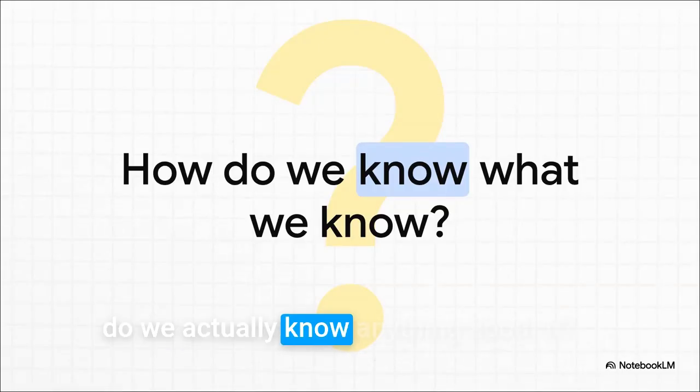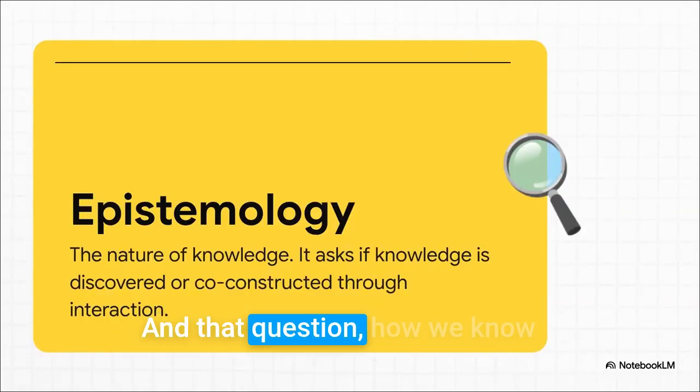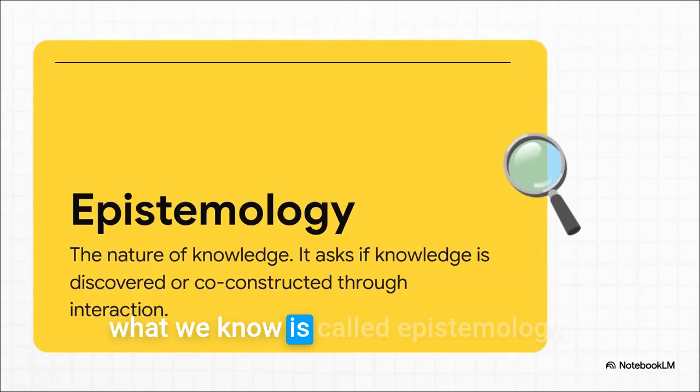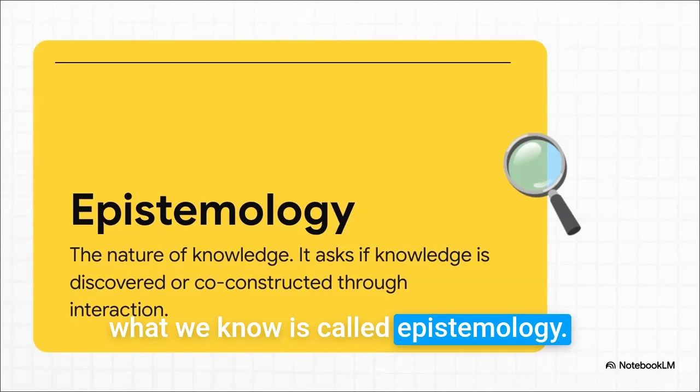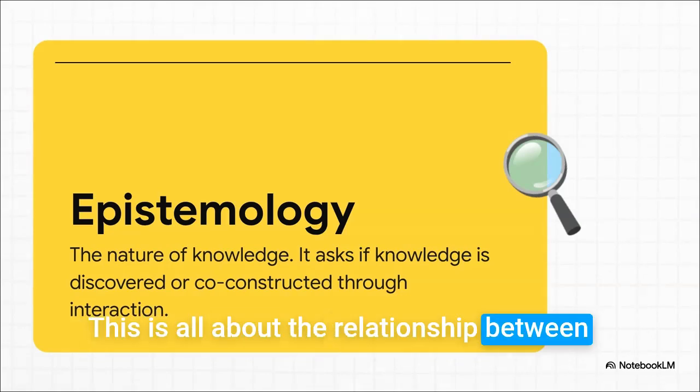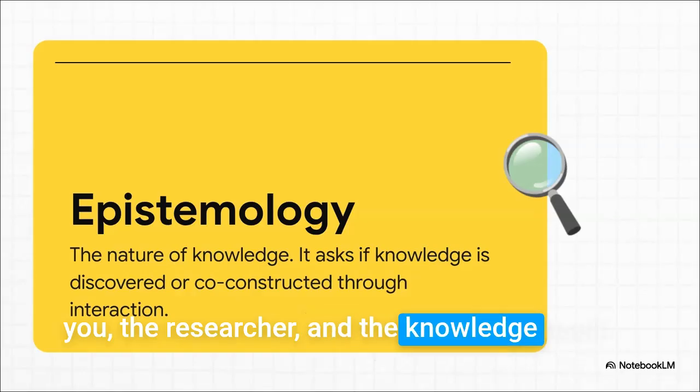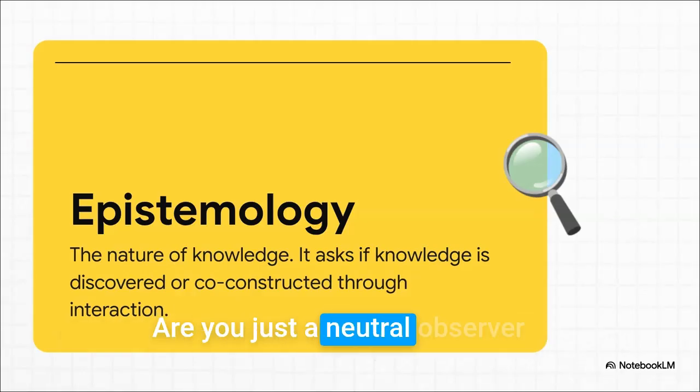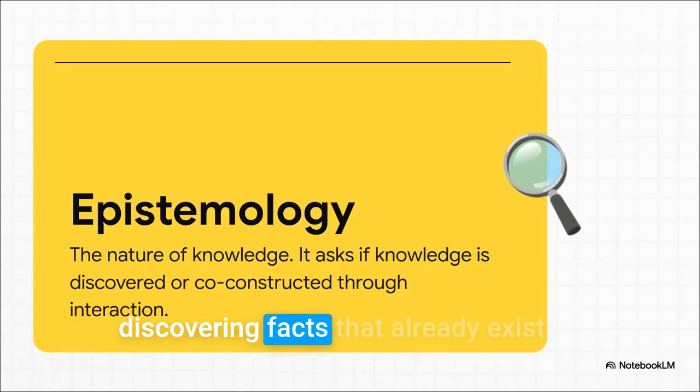Okay, so once you've landed on what you think reality is, the next logical step is, how do we actually know anything about it? How does knowledge even happen? And that question, how we know what we know, is called epistemology. This is all about the relationship between you, the researcher, and the knowledge itself. Are you just a neutral observer, discovering facts that already exist? Or are you an active participant, actually co-creating understanding with the people you're studying?